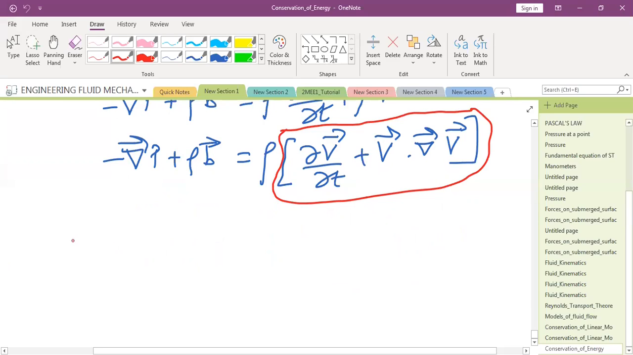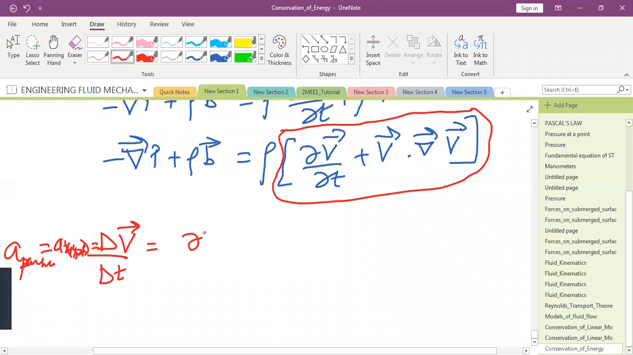Anyone? I'm giving you a hint. What is this equal to? Total differentiation. This substantial derivative was equal to a particle, and this was also equal to a(x, y, z, t). So this was called the substantial derivative term. What was its value equal to? If you remember.